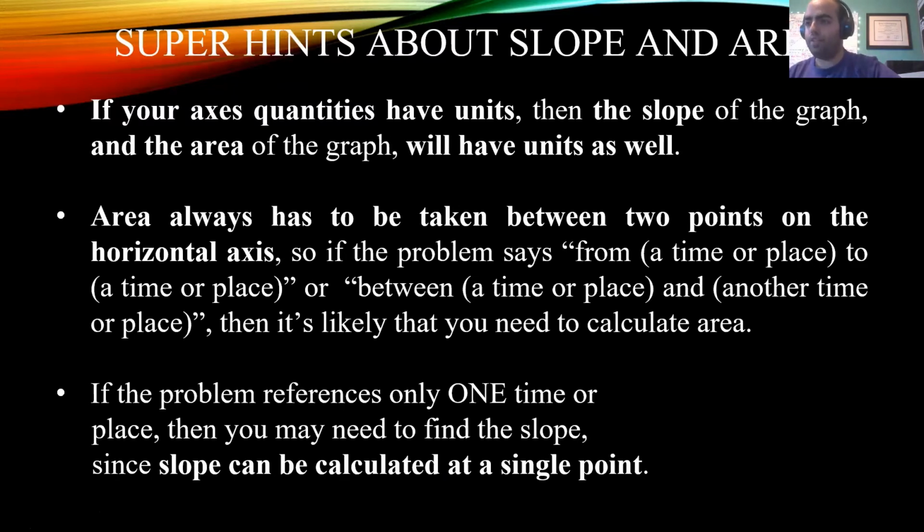So if a problem ever says from one time to another, or from one place to another, or between one time and one place and another time and another place, that's probably keywords that you need to be finding an area. Whereas if there's only one time or one place being referenced, that's probably asking you about slope, because slope is something that can be found at a single point. Because if you have a linear graph, for example, the slope at any point on a line is going to be the same. That's what makes it a line. It has a constant slope.